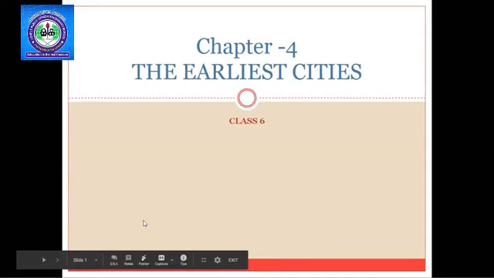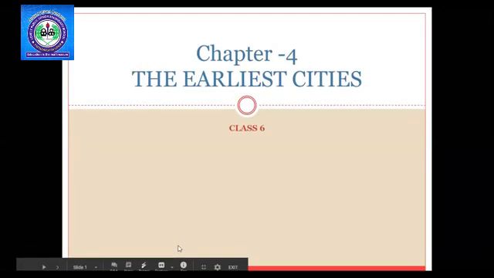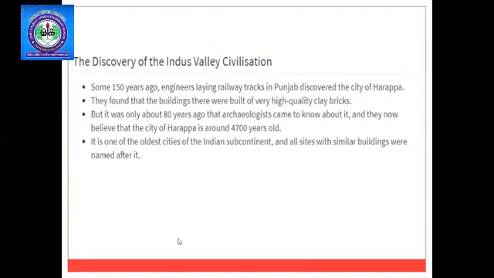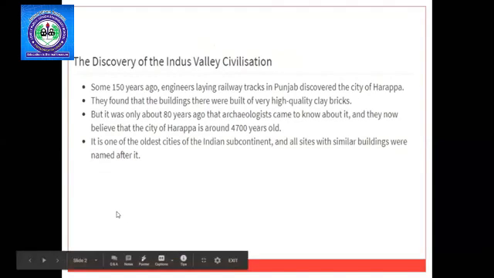Now, first of all, I will tell you what is the meaning of civilization. Civilization means the society which has its own developed culture and way of life is known as civilization. One of the earliest civilizations in human history, according to archaeologists, is the Indus Valley or Harappan civilization.